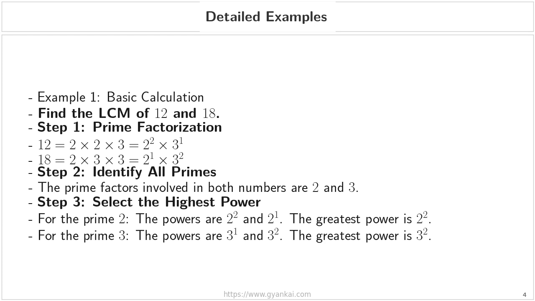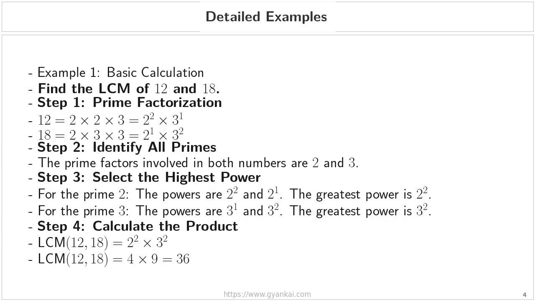Now, moving to step 3, select the highest power. This is the most critical part of the method. We look at each prime individually. For the prime number 2, we have 2 to the power of 2 and 2 to the power of 1. We must choose the greatest power, which is 2 to the power of 2. Now, for the prime number 3, we compare 3 to the power of 1 and 3 to the power of 2. Again, we select the greatest power, which is 3 to the power of 2.